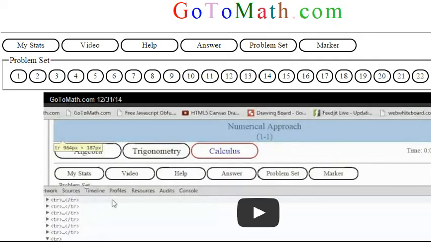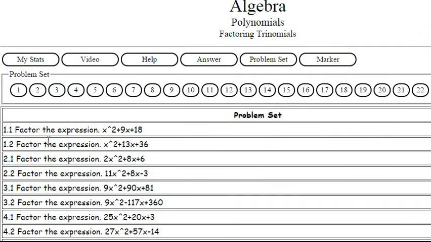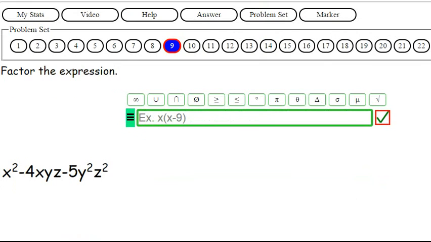Okay, we're over here at gotomath.com. Click on the algebra. Let's go down to factoring trinomials. And we're looking at 9.2. There. We can get it to come up. So let's write that down. We got x squared minus 4xyz minus 5x squared z squared.